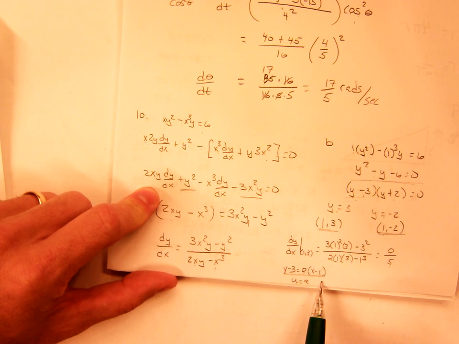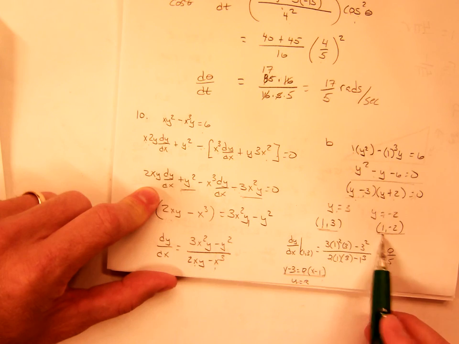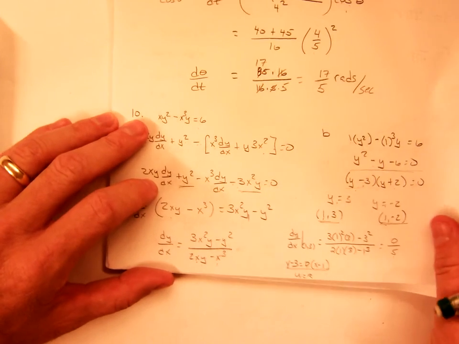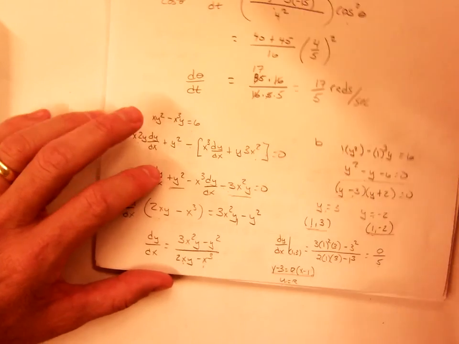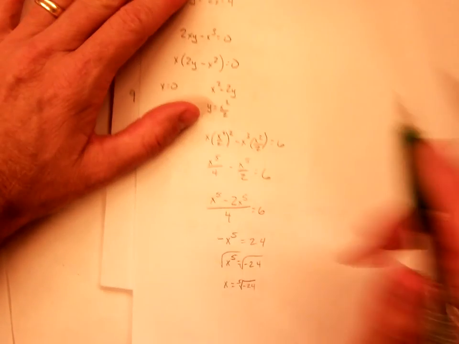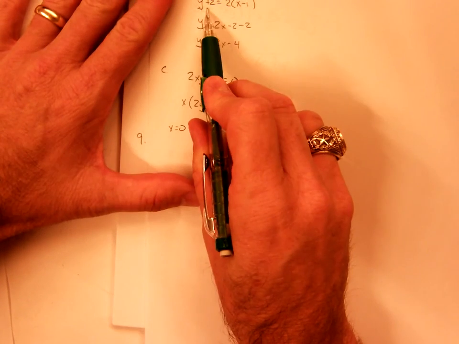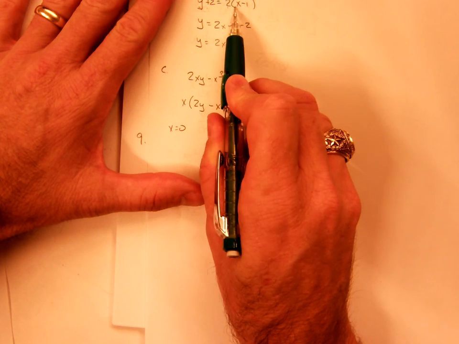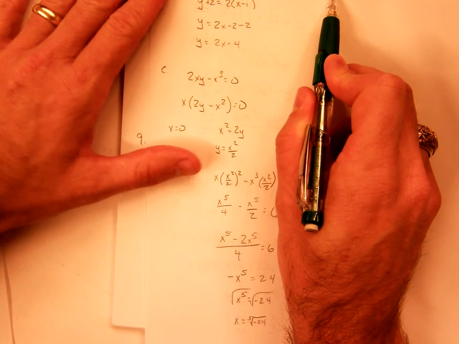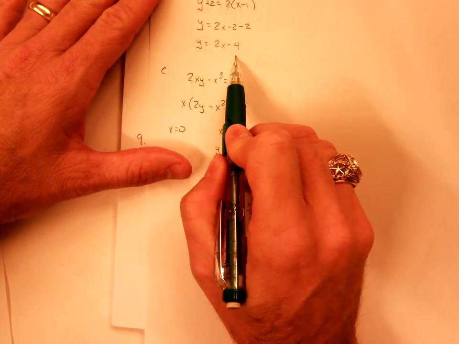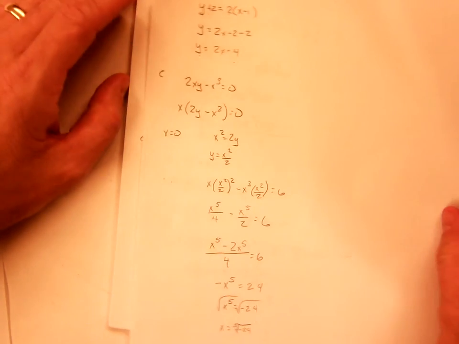I do the same thing with (1, negative 2). And when I do that, I get this equation. y plus 2 is equal to 2 times (x minus 1). So my slope turned out to be 2. y is equal to 2x minus 4. Okay, and like I said, I have these, so I'm going to talk through them.